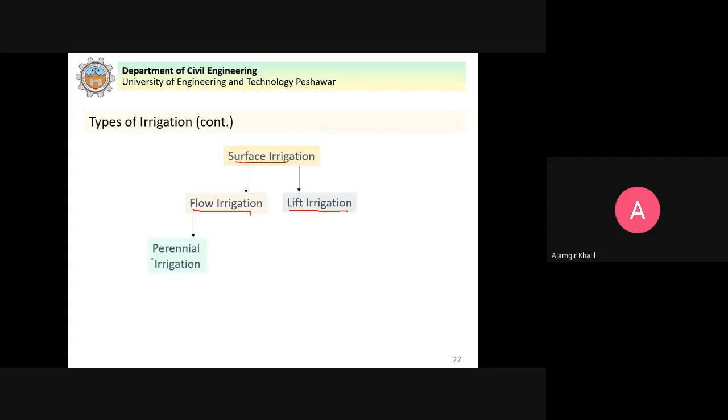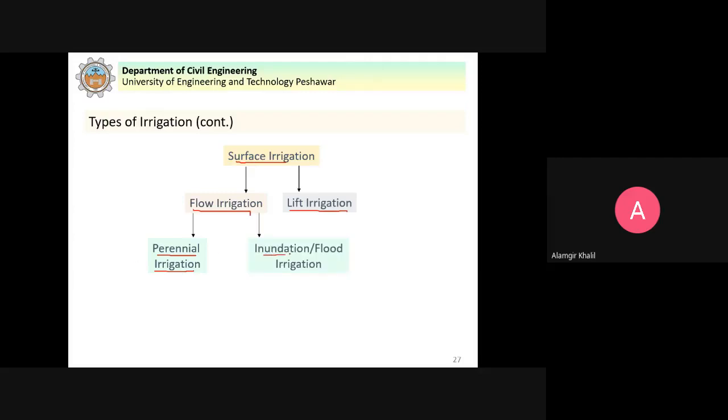Now flow irrigation can be further divided into perennial irrigation. Perennial irrigation means that throughout the crop period, a continuous and adequate quantity of water is available to the crops. Like we say perennial river, it means that throughout the year the water is available in that river. So that is known as perennial irrigation.